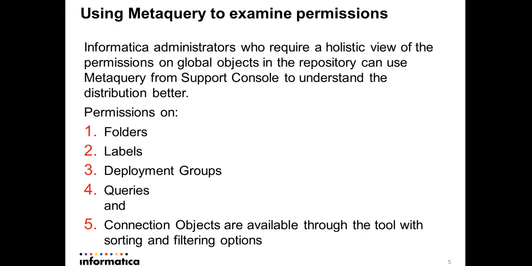Now that we know what global objects are and the permissions that can be given, where do we find this information? Metaquery from Support Console is one of the best ways to understand the distribution of access level on global objects. Permissions on all the global objects are available through the tool with advanced sorting and filtering options. Let us have a quick look at the tool.